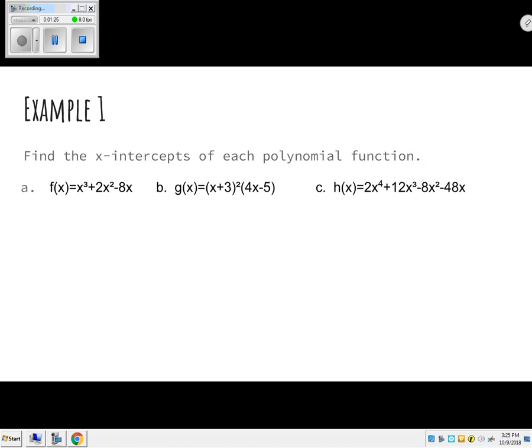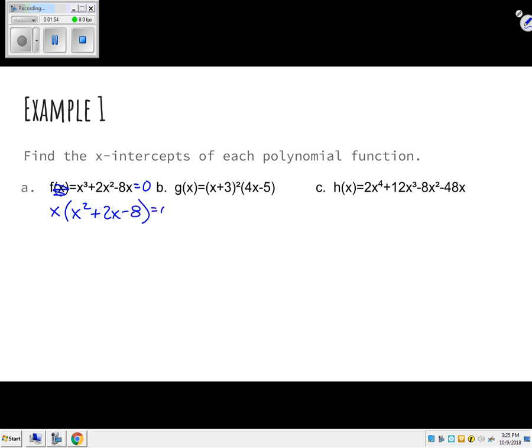So let's try these together. I want to find the x-intercepts of each polynomial function. Okay, so first thing I want to do is set it equal to 0. If you need to mark out the f of x, go for it. You don't really need that in order to solve this. So I'm looking for my first greatest common factor here. I see I can pull an x out of everything. I get x squared plus 2x minus 8.